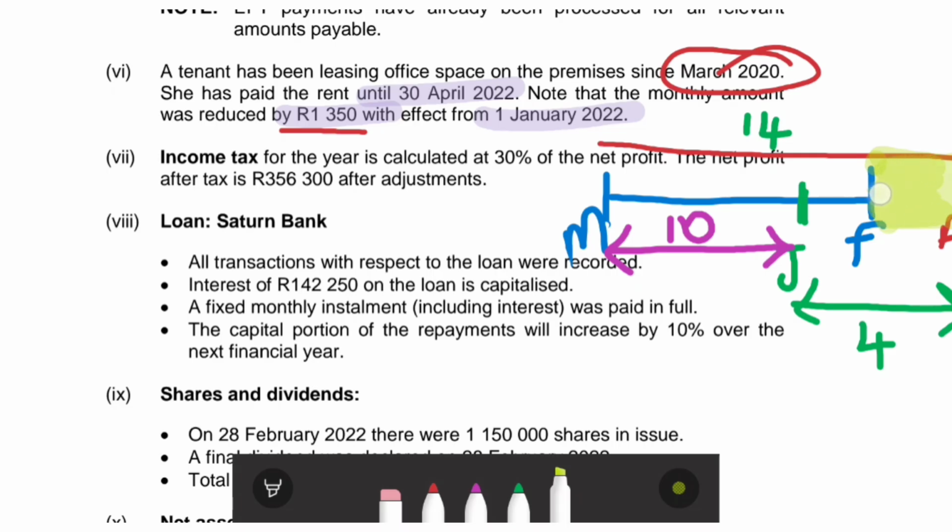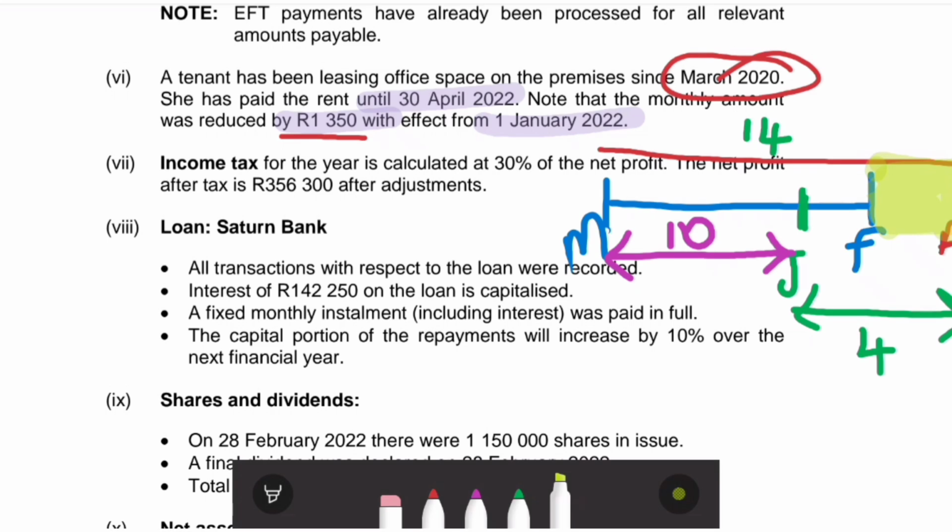the rental income is the one that falls outside of our financial year. That is rent received in advance, income received in advance. We can clearly see that we have 2 months that fall outside of our financial year. We have March and we have April. So we need to subtract 2 months of the rent that we received after February 2022.